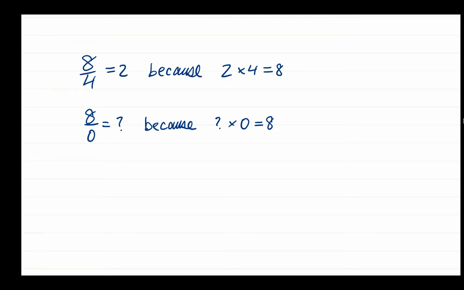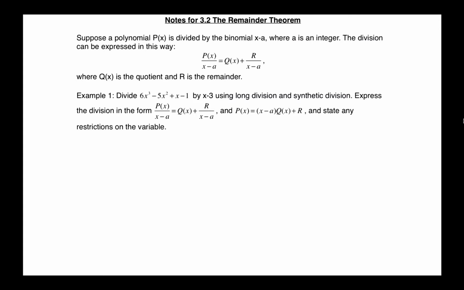So that's why mathematicians say that this thing is called undefined. So long story short, you're not allowed to divide by 0, not even if you're Chuck Norris, okay? And in fact, if you're dividing by x minus a, you want that x minus a not to be 0 as well. So we'll talk about the restrictions afterwards.